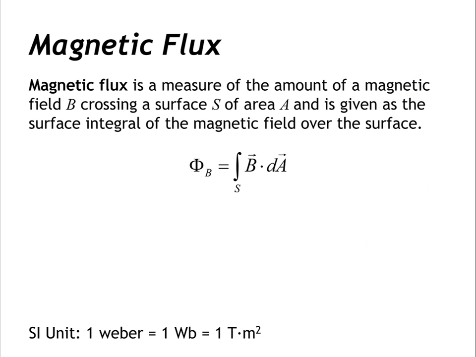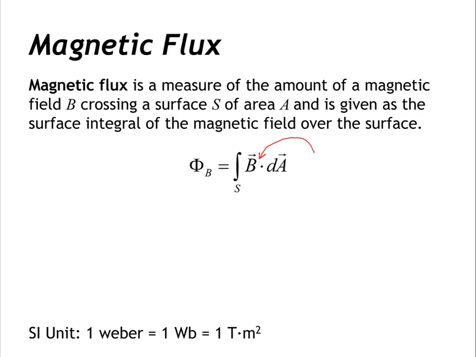Well, this behavior can be summarized in a relationship. We could say that magnetic flux is a measure of the amount of magnetic field B crossing a surface S of area A, and it's given as the surface integral of the magnetic field over the surface. So notice what we have here. We have an integral over a surface of the dot product between the magnetic field and the surface differential. This dot product right here, remember, signifies a relationship between the magnetic field and the surface differential.